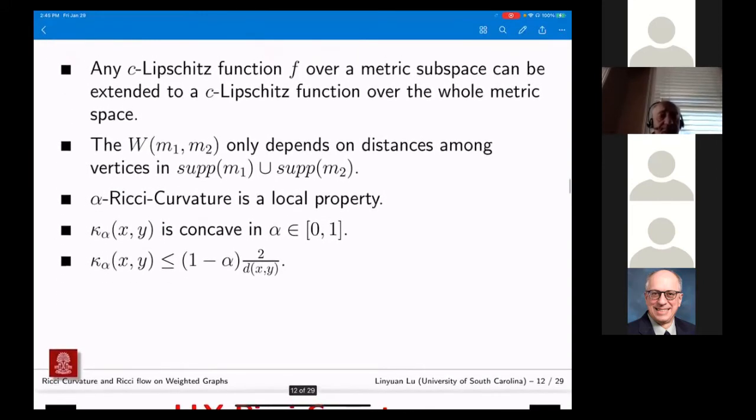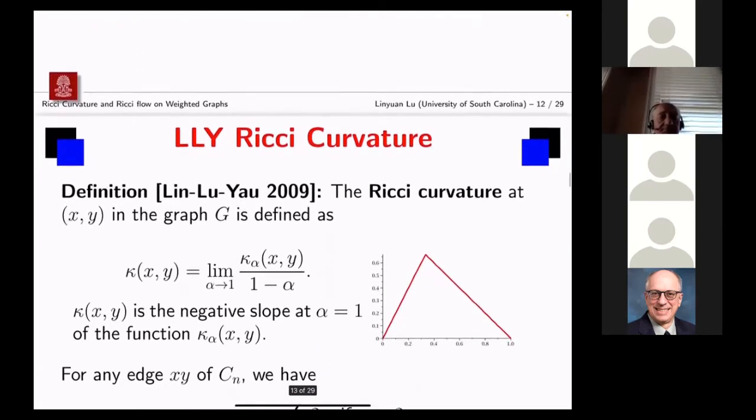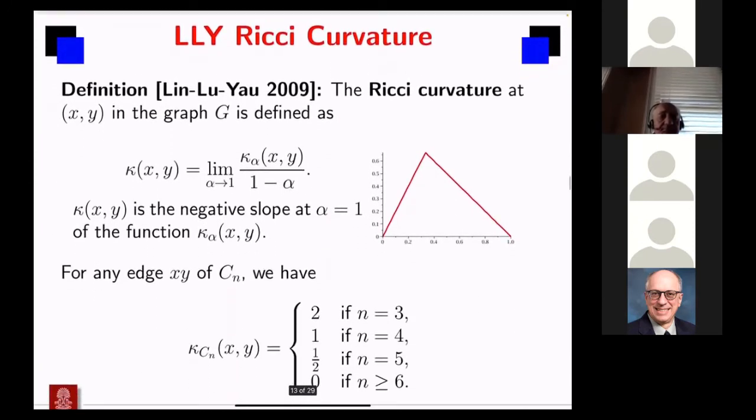Because any Lipschitz function can be extended from a subspace to the whole space, the transport distance only depends on the distance among the vertices in the support of M1 and the support of M2. In other words, it's a local property, so Ricci curvature is really local. It's a concave function in alpha, and it's bounded. So then we can divide by 1 minus alpha and take a limit. This limit always exists. Now people call it the Lin-Lu-Yau Ricci curvature.